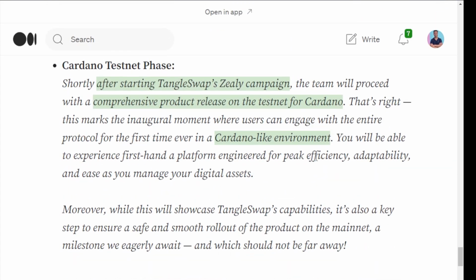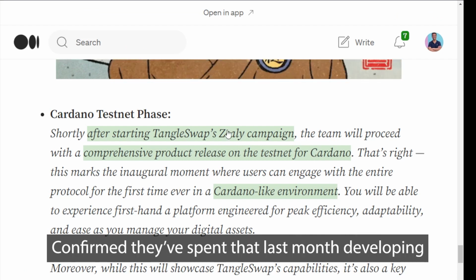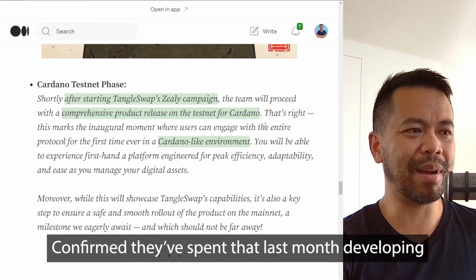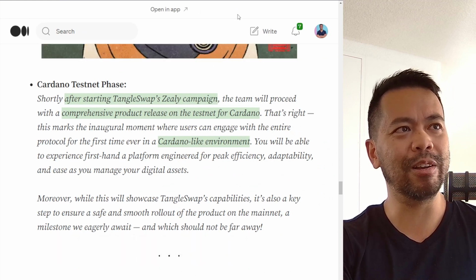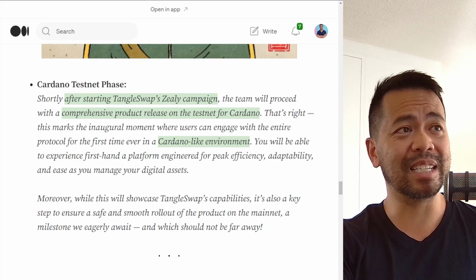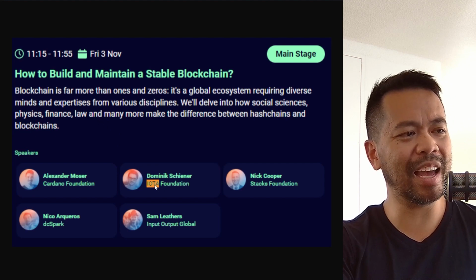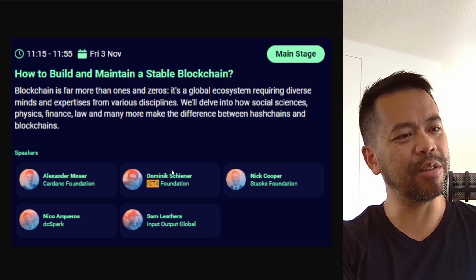The last thing to have a look at here is the Cardano Testnet, and this is quite interesting. Right after the Zealy campaign launches, we'll see the comprehensive product release of the Testnet on Cardano. So they must have been building in the background without anyone knowing. And I really do think this has all been planned for a little while, because if you look at the schedule for the Cardano Foundation's Cardano Summit coming up in November, there is a session here that involves the IOTA Foundation. And I always wondered what on earth was going on here.